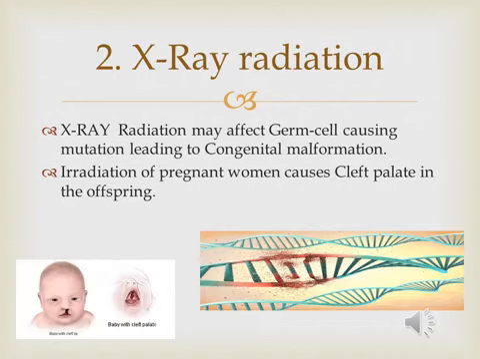The second teratogen is X-ray radiation. X-ray radiation may affect germ cells, causing mutation leading to congenital malformation. Irradiation of a pregnant woman causes cleft palate in the offspring. You can see the picture of a baby affected with cleft palate, and on the right side you can see the mutated DNA.